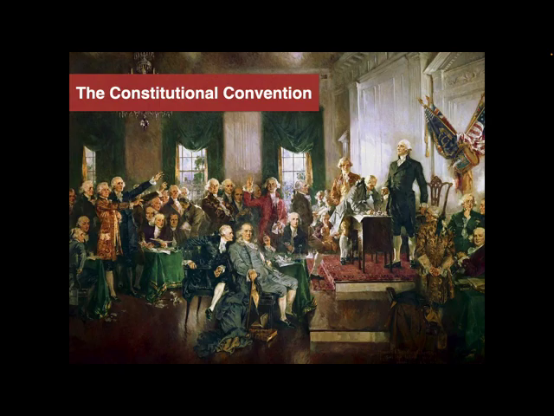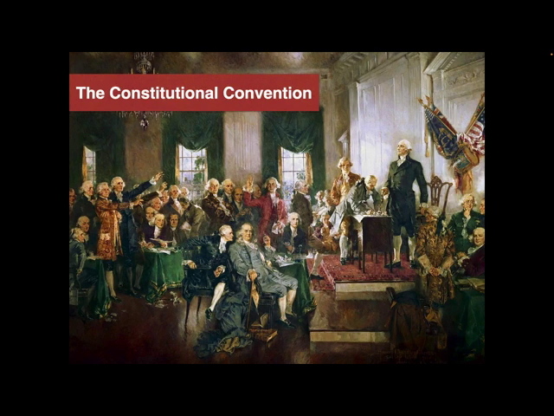So they decide to meet in Philadelphia. All the states send delegates. They've recently just experienced Shays' Rebellion. These people there are scared of events like that. And so they're there. And you can see here, George Washington's there. A lot of our founding fathers that you might recognize their names are there. Hamilton, Adams, James Madison. A lot of those founding fathers you've probably heard of.